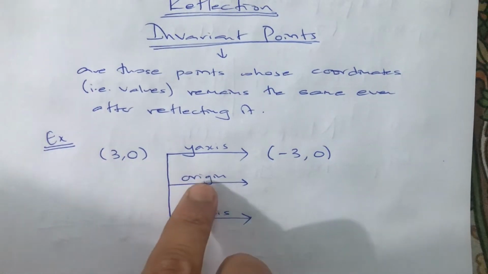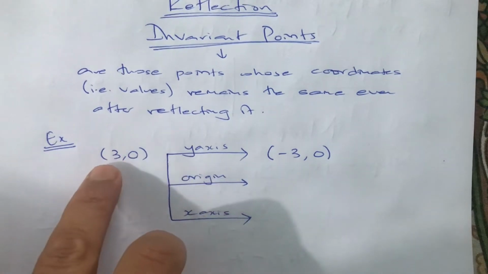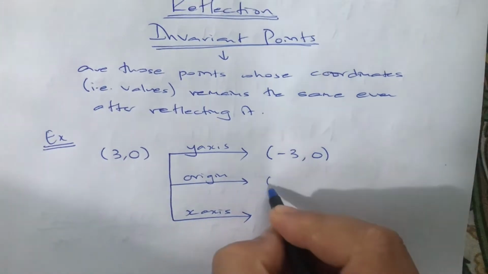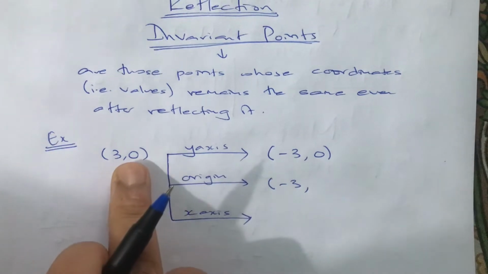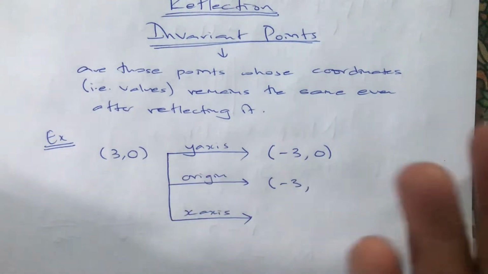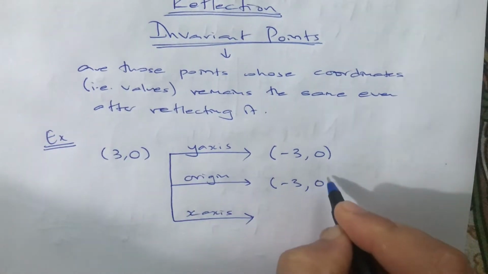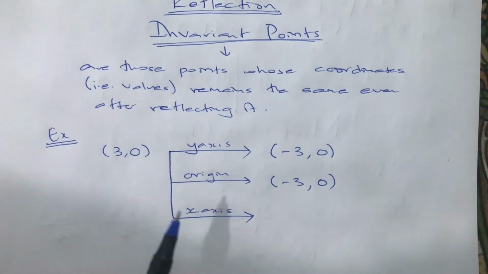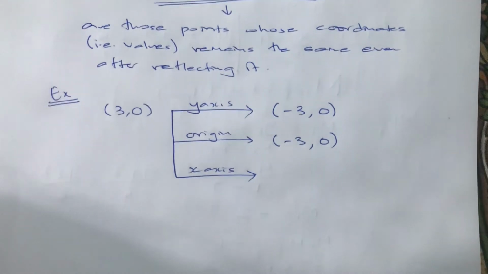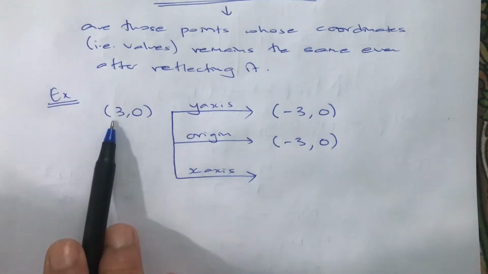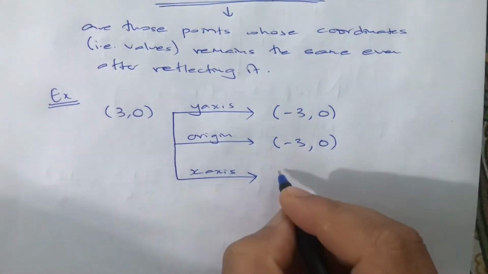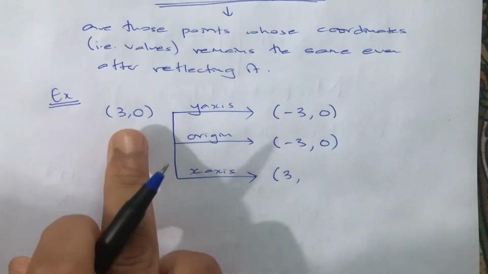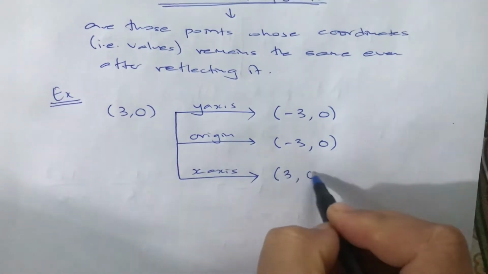So (3, 0). Now if I reflect it on the origin, the sign of both changes. So 3 becomes minus 3, giving (-3, 0). 0 does not have any sign. So 0, we do not write positive, we do not write negative, we write it as it is. Now if I reflect the same point on the x-axis, what does the formula say? On the x-axis, the x value remains the same, the sign of y changes. So the x value remains the same, the sign of y changes. 0 is not a sign, we write it as it is.